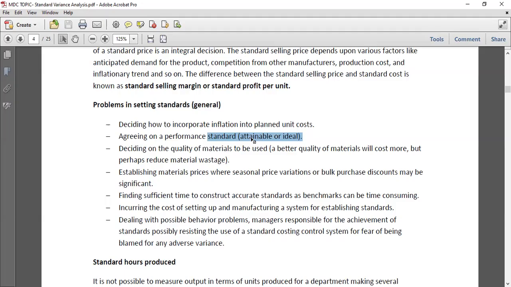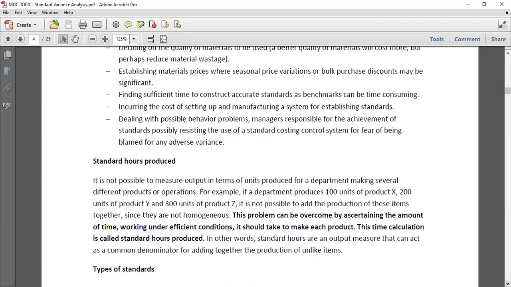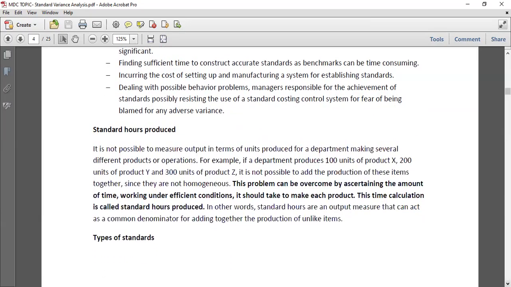The cost of setting up and basically manufacturing a system for establishing standards is very costly, and so on. So those are some of the problems that you could think about. So we have standard hours produced.